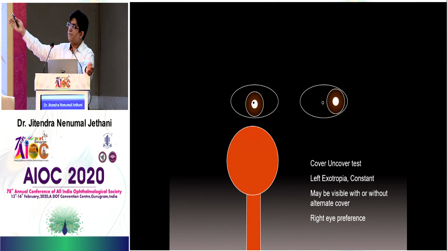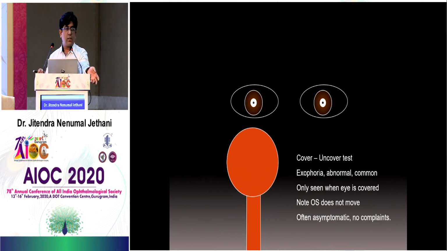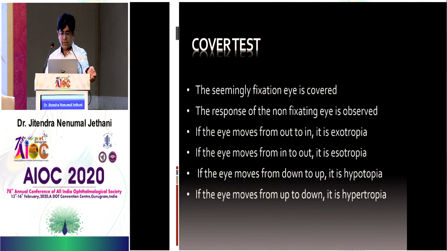Simple. What if that eye would have retained the fixation? What if the left eye would have retained the fixation? It was alternate exotropia. And then you have to guess whether that eye maintains fixation with a blink or closes the eye and then gets back. But that is a second step to find out which is the dominant eye. Here you want to find out whether it is unilateral exotropia or alternate exotropia. So that is how you do a cover test.